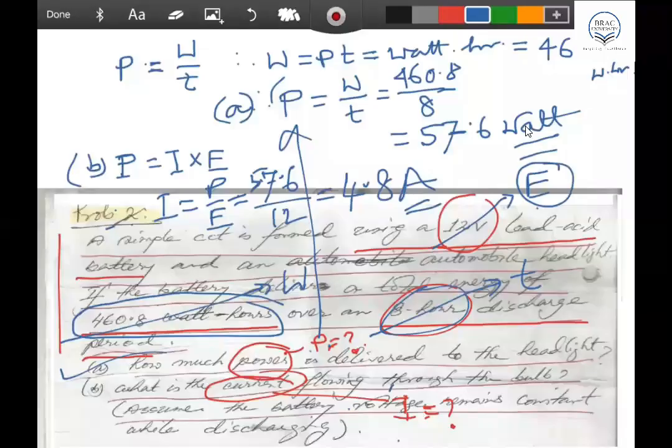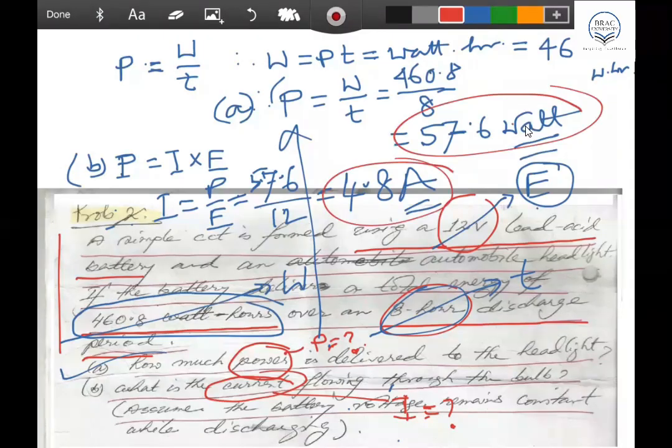This is the way you can find the answer to the problem, with one value being 57.6 and the other this value. I think all of you understood.